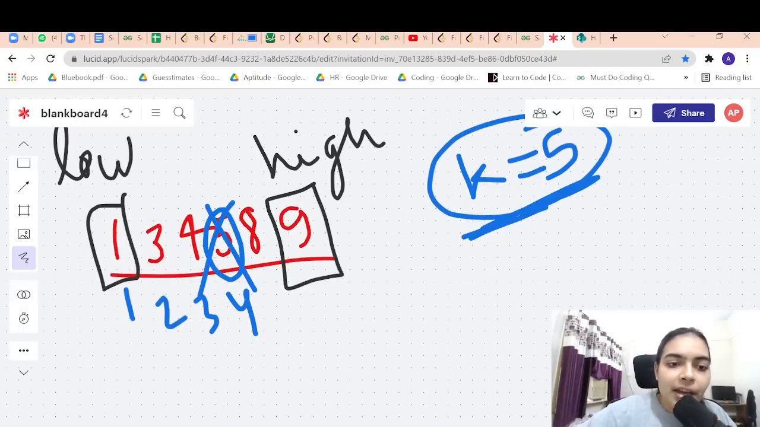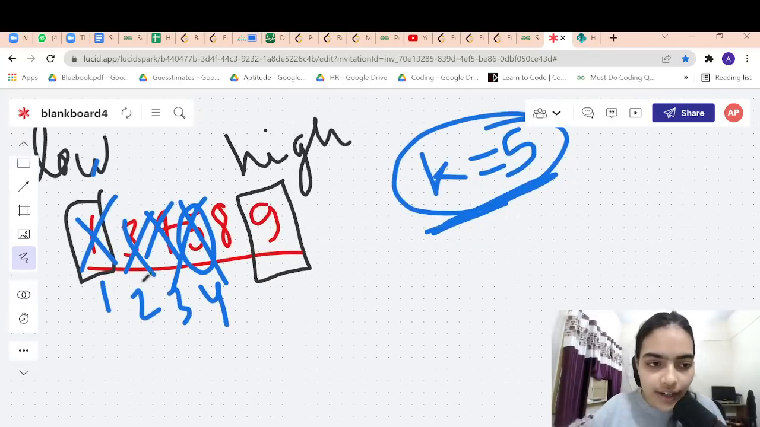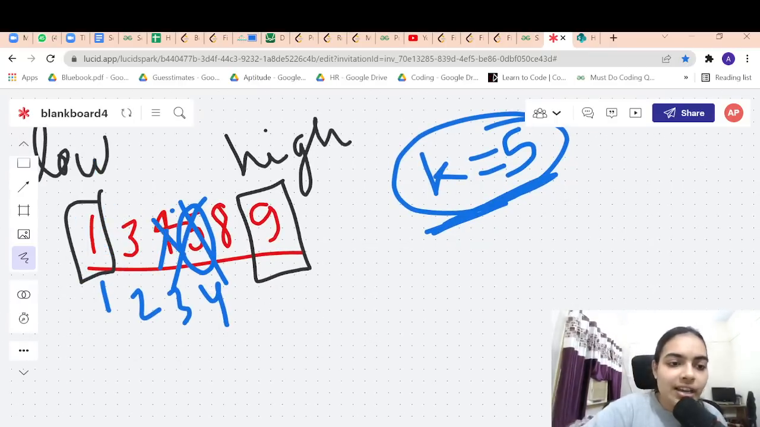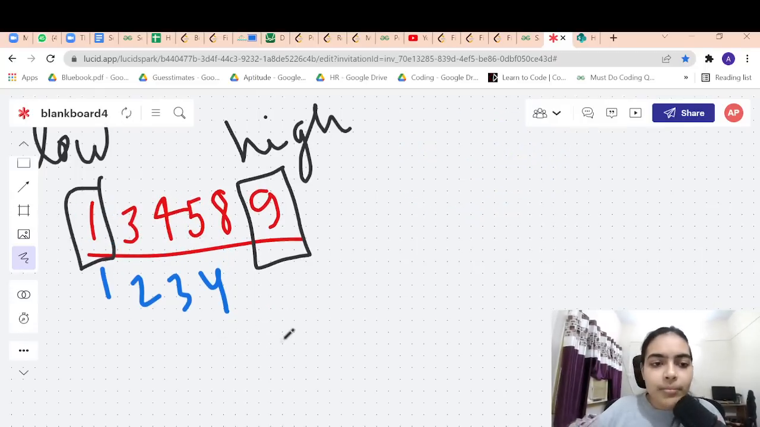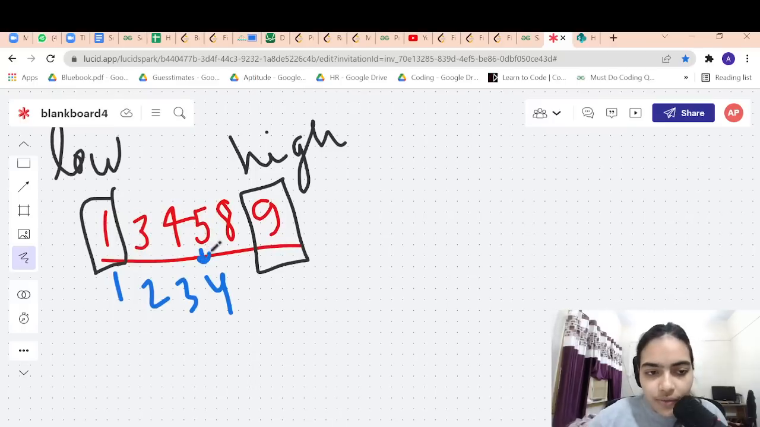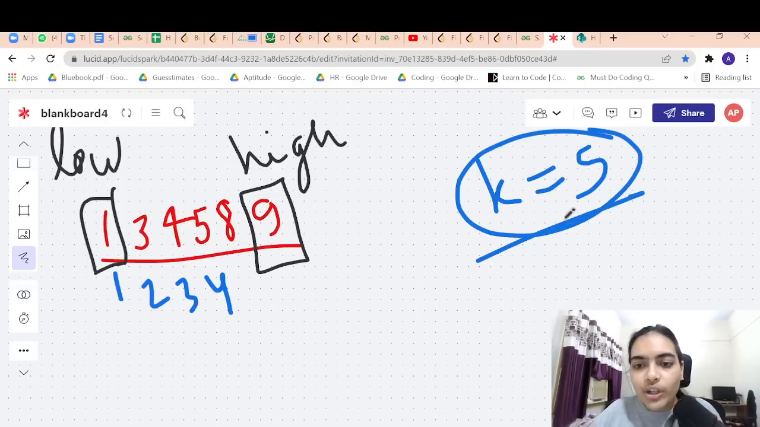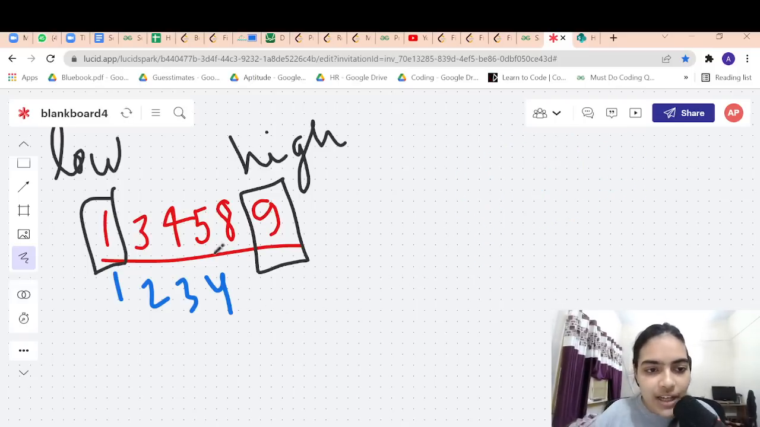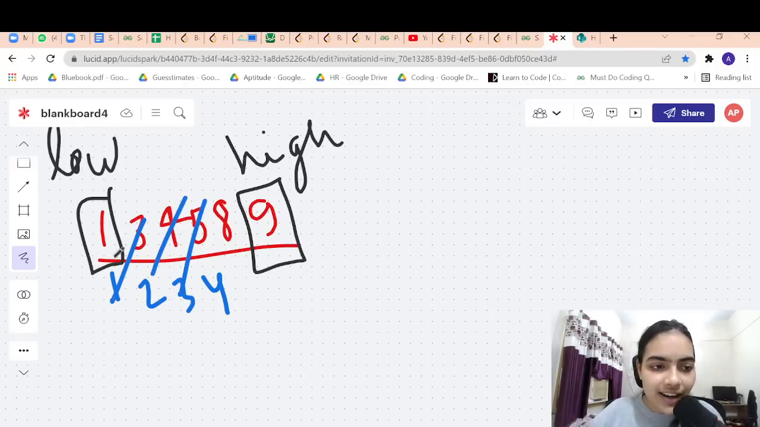So 5 can never be our answer. Anything less than 5 can also never be our answer, because this array is sorted, right? Anything less than 5 will give even lesser values. Anything greater than 5 is the answer. Because we found 5 with 5 as the mid, we found 4 possible pairs. We want the fifth smallest absolute difference. So if 5 is not the answer, how can anything less than 5 be the answer? Anything greater than 5 will be the answer.